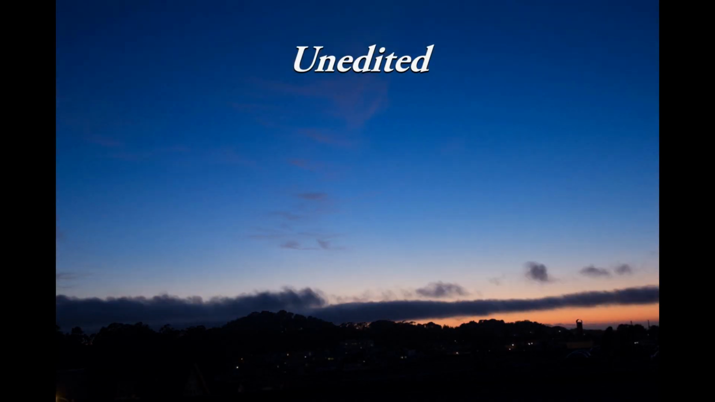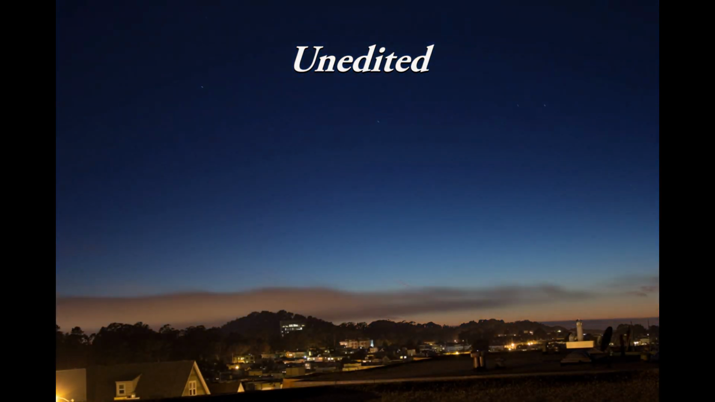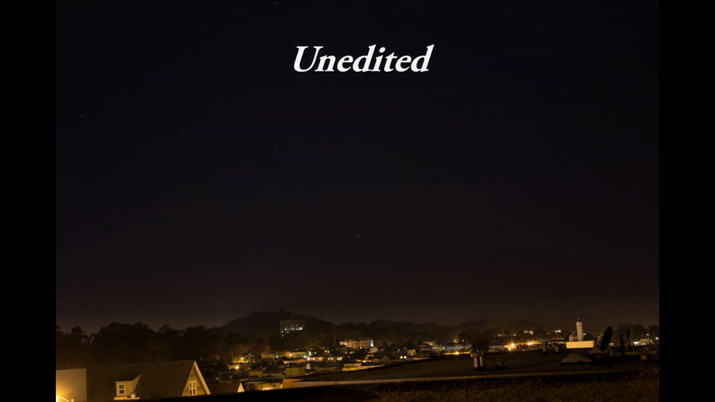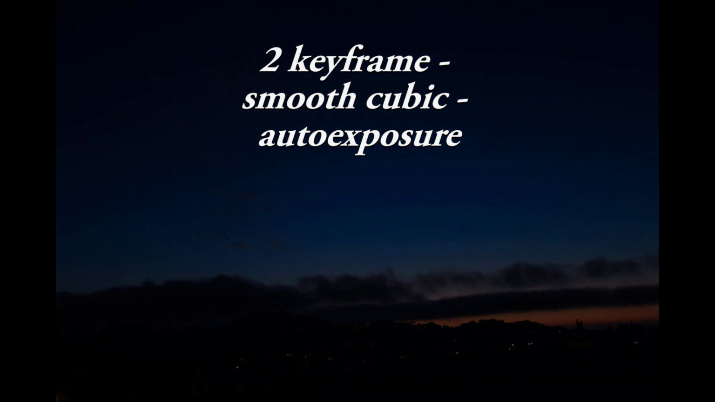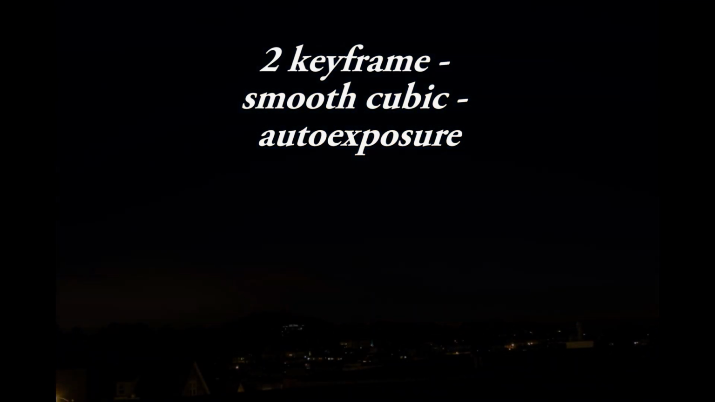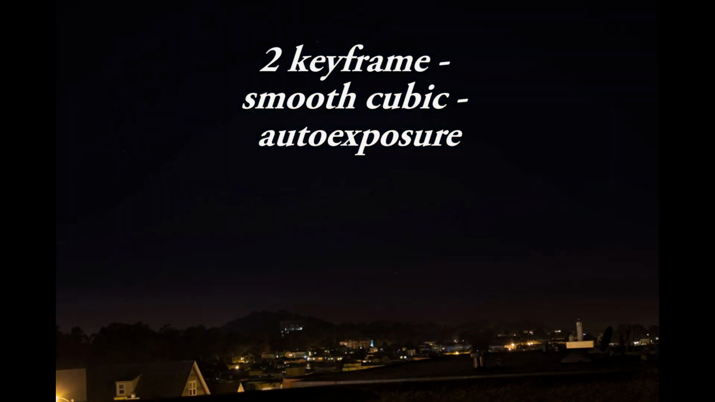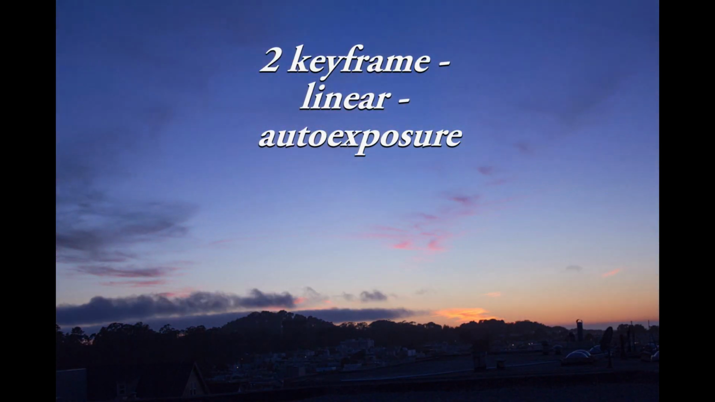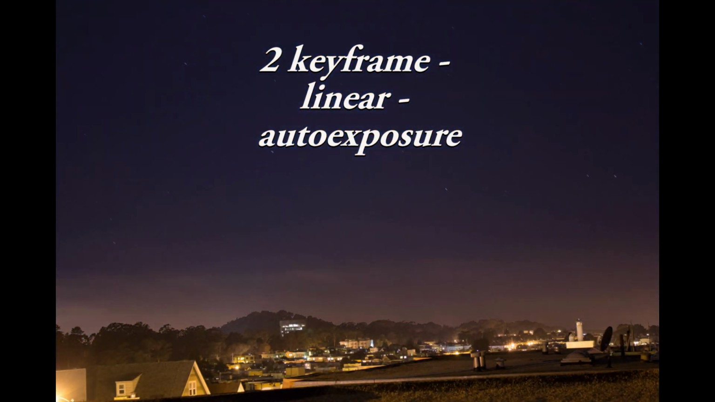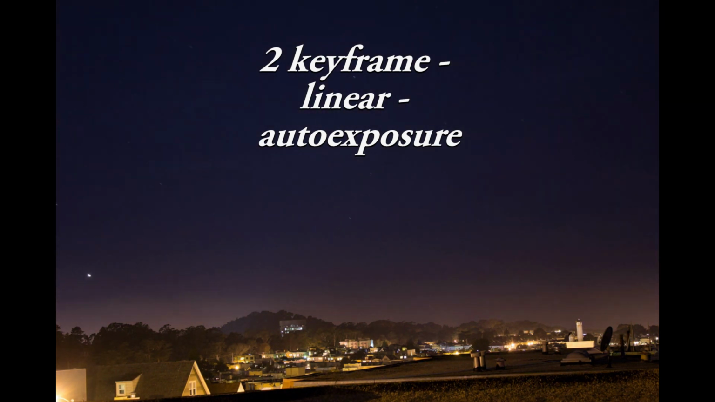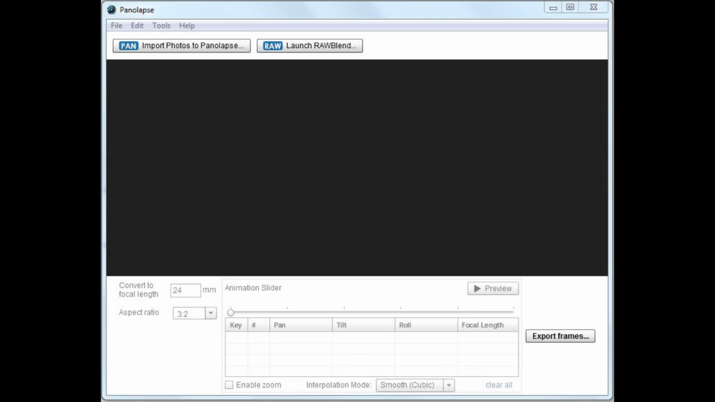The problem I mentioned at the beginning of this video was from using auto exposure with the default smooth cubic interpolation mode and only 2 keyframes. This made the final video much darker than the unedited version. I still don't have a good explanation of why this happened, but adding additional keyframes throughout the photo sequence seems to be the best way to overcome this. Smooth cubic without auto exposure, linear mode with auto exposure, and linear mode without auto exposure all worked well.